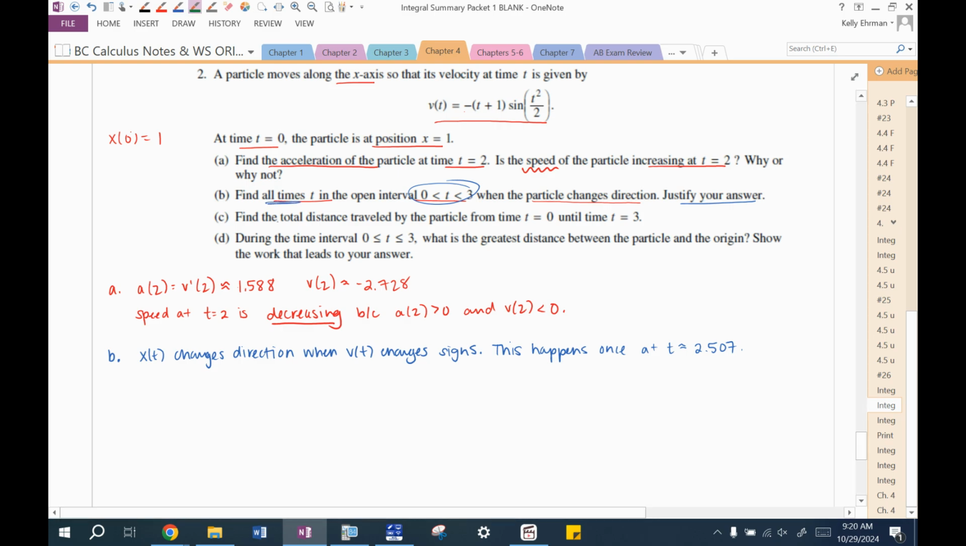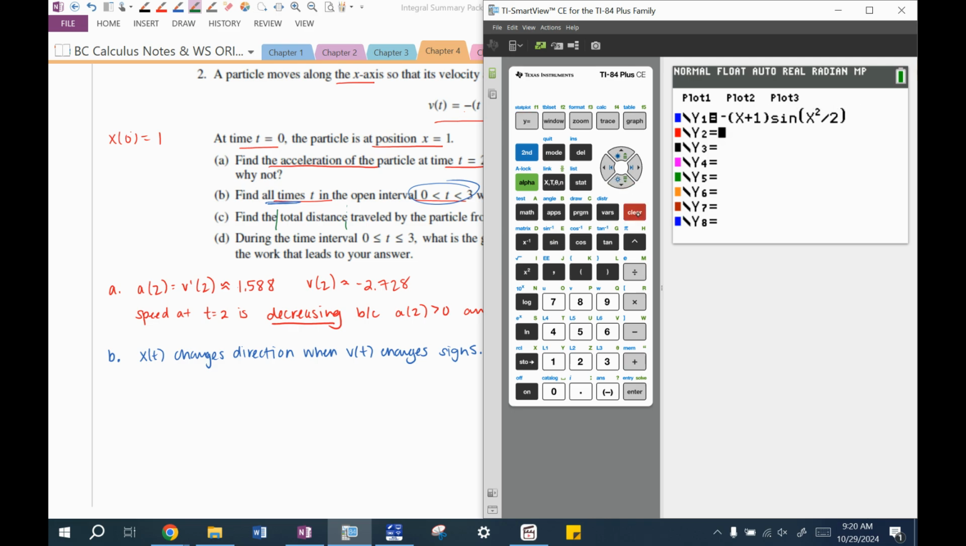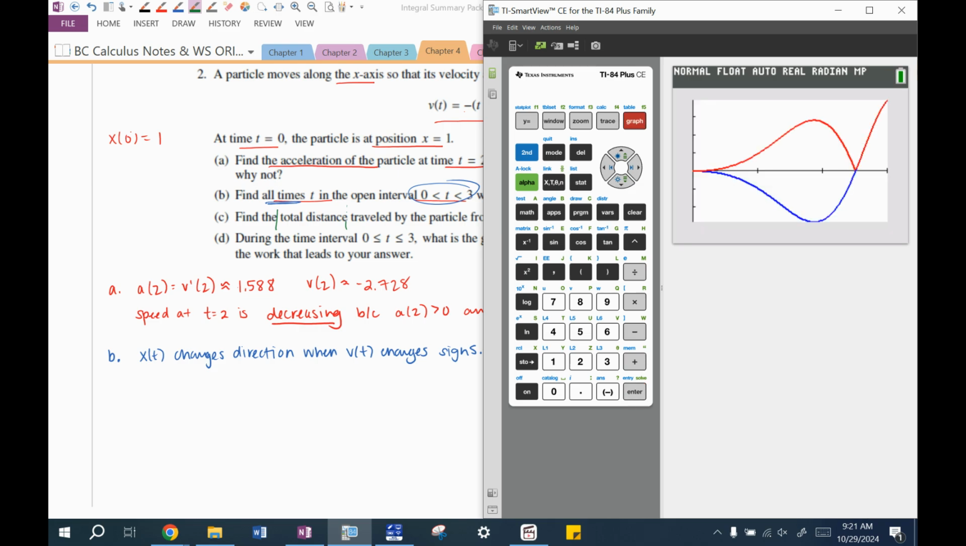Part C, find the total distance, absolute value, traveled by the particle from 0 to 3. So remember, putting an absolute value around this, let me just show you this. Math, absolute value of y1. Putting an absolute value around an equation, just see how it reflects that part, makes it positive. It's the same area, it just makes that area positive. So that's what we're doing mathematically.